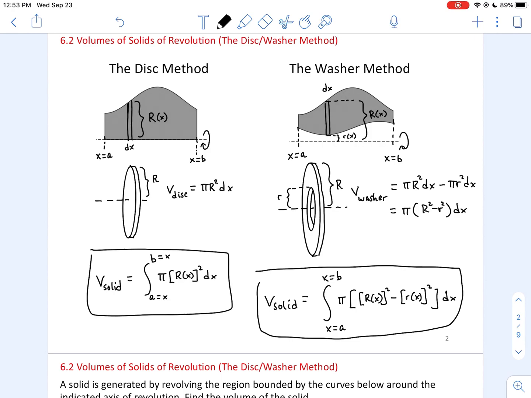And once again, if this image on the right, the washers, was rotated 90 degrees, then you would just be doing everything in terms of y. All your lengths, your big R and your little r, should be functions of y. Your limits of integration should be y coordinates, and your differential should be dy.